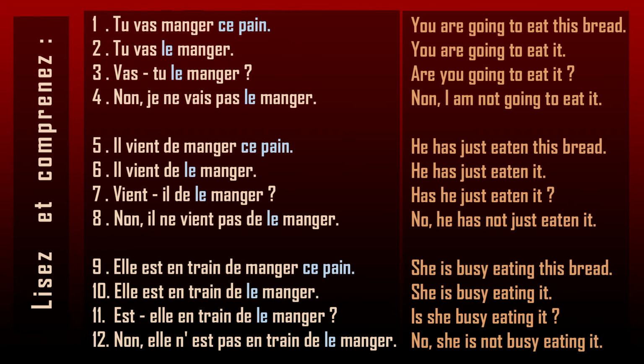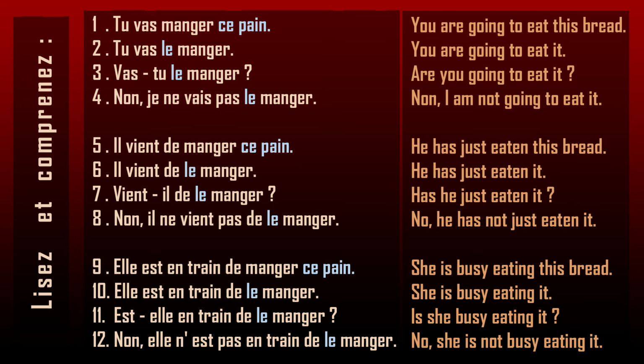Number 1. Tu vas manger ce pain. You are going to eat this bread. This is futur proche. Tu vas manger ce pain. You are going to eat this bread. Number 2. Tu vas le manger. In the second sentence, ce pain, this bread, is replaced by direct object pronoun, and this direct object pronoun is placed in front of the main verb, not before aller but before manger. Please make a note of it.